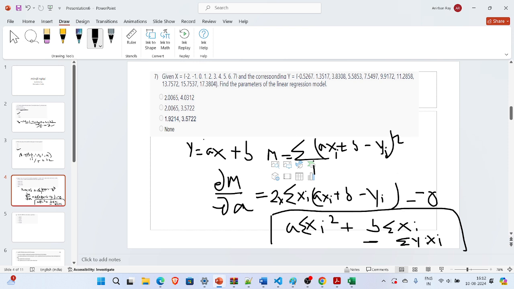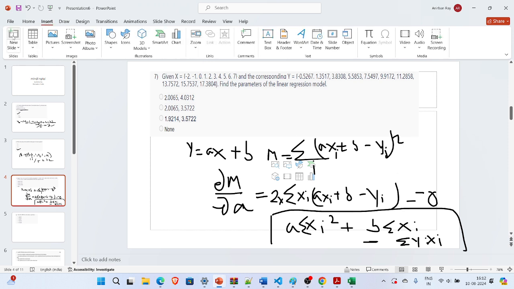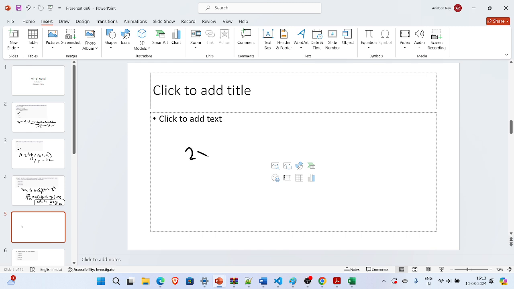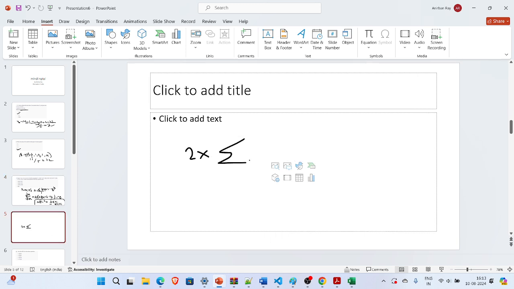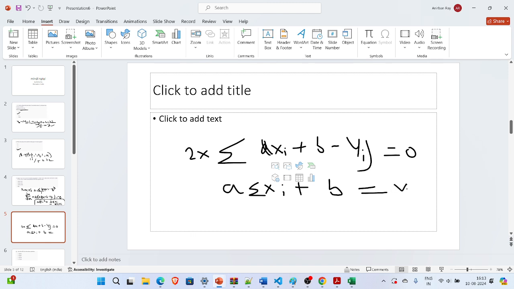So this is the first equation, and next we need to take the derivative with respect to b. Again 2 comes ahead, and summation over. With respect to b, as you can see, nothing will come. So this will become a xi plus b minus yi, and this is set to 0. Putting the summation over all the examples, these are the two equations you have got.